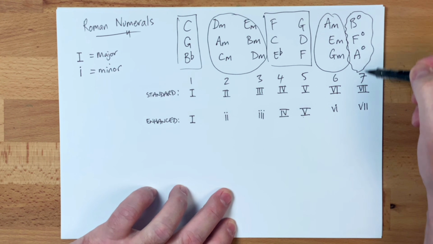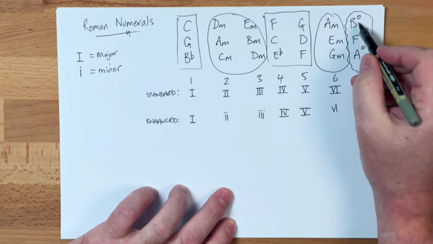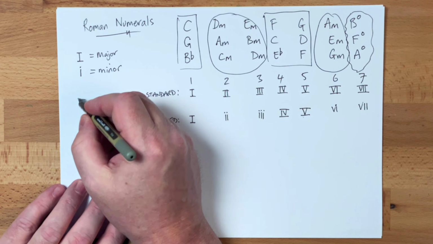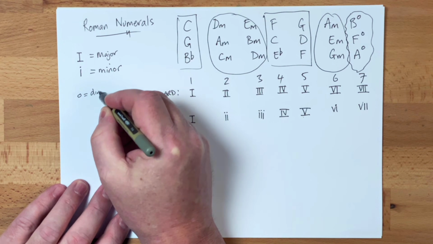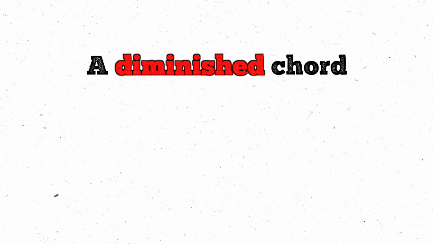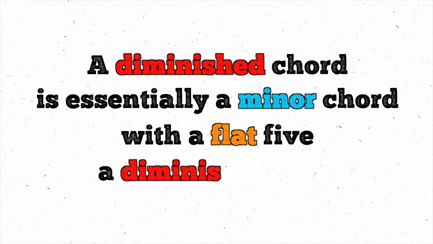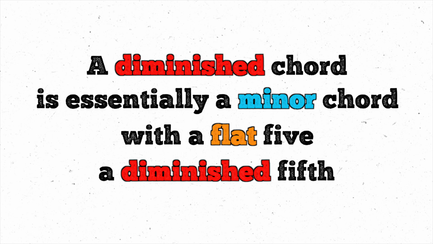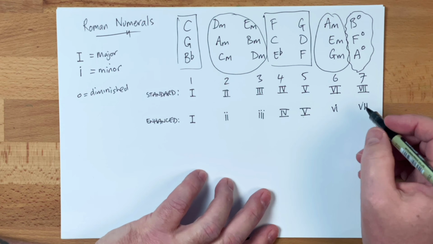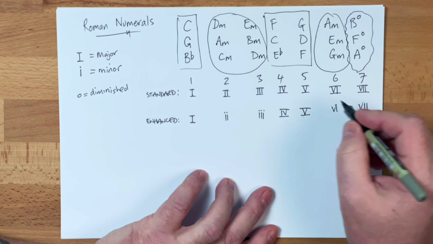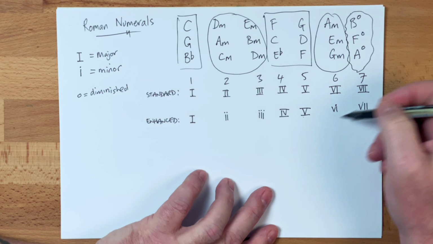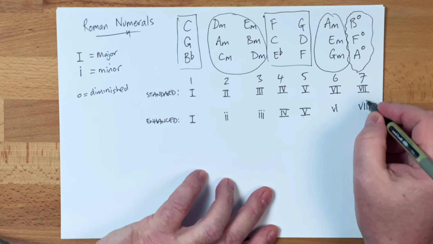Now, we've got to chord 7, which is a tricky one. And you'll notice that we've got this symbol here. This symbol here means diminished. A diminished chord is essentially a minor chord with a flat 5, a diminished fifth. So really, it's still kind of a minor chord because it's got a minor third. From the root to the third is going to be a minor third. So let's go with that.